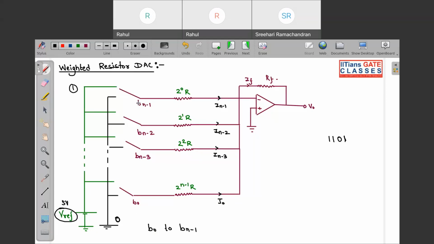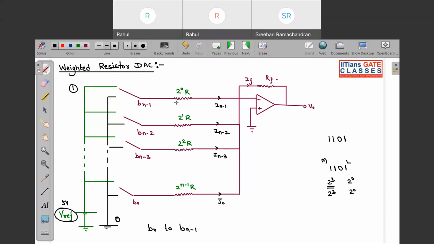See, your MSB has the highest contribution. Take 1101: here this is the LSB and this is the MSB. The contribution of the LSB is 2 to the power 0, and that of the MSB is 2 to the power 3. So the switch that carries the least amount of current will be your LSB, and the switch that carries the maximum amount of current will be your MSB.